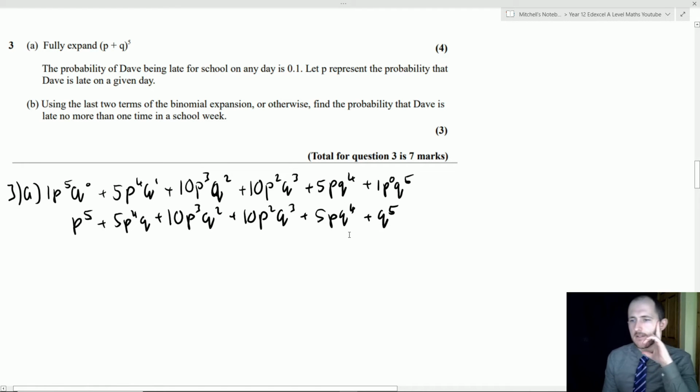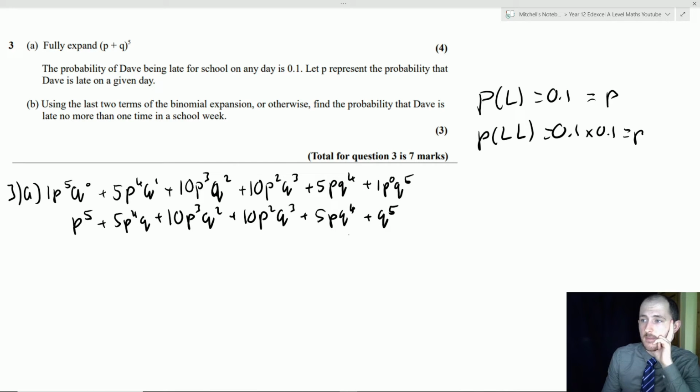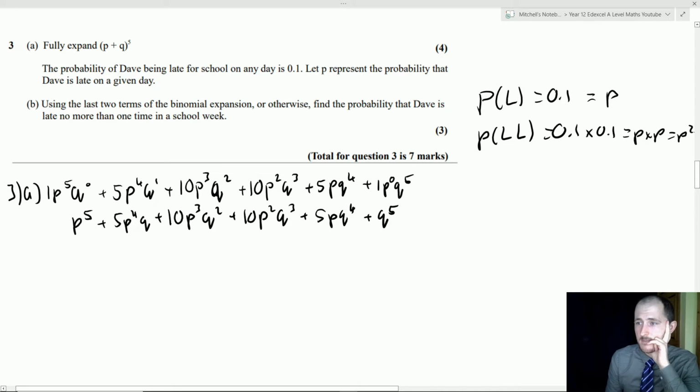Okay, so if you remember your probability, the probability of him being late once is 0.1. The probability of him being late and then late again would be 0.1 times 0.1. Or in this case, it would be P times P, so P squared. And so on and so forth. Okay, so for him to be late no more than one time, he's either not late, right? Or well, in this case, it'd be late or late, right?